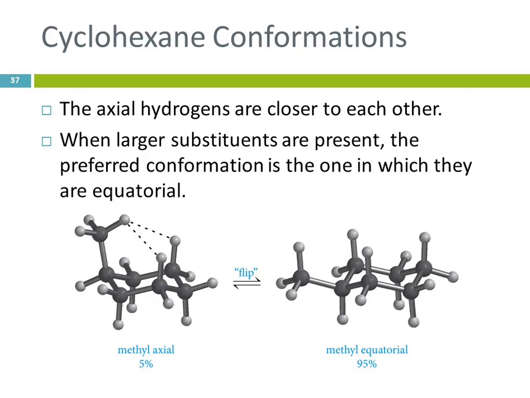When we have larger substituents on here, like a methyl group, instead of just hydrogens, those larger groups are going to want to be in the equatorial position because they have more space. When they're in the axial position, they're going to be too close to each other, and that's not preferred. So if we look at methylcyclohexane, we see that 5% of it has the methyl in the axial position, and 95% has the methyl group in the equatorial position, because it's just got more space. It's like kids in a minivan. They would prefer to spread out.